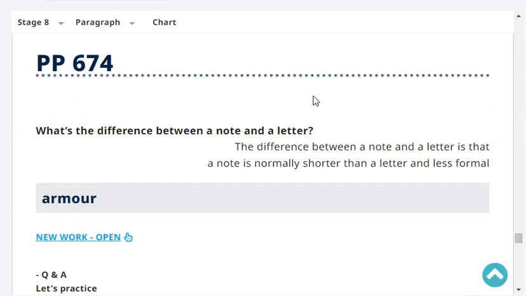What's the difference between a note and a letter? The difference between a note and a letter is that a note is normally shorter than a letter and less formal. Very good.